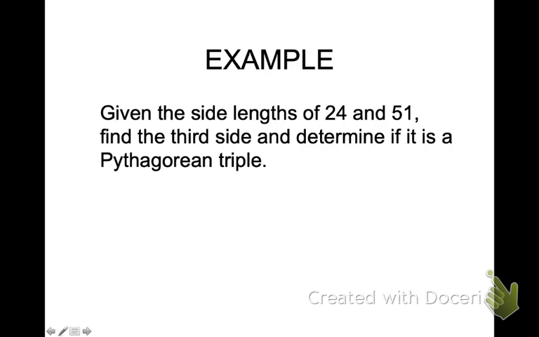Okay, so if we look at the next example, you're given two lengths of a triangle, and we want to find the length of the third side. So 24 and 51. Let's make 24 be our a, and let's make 51 be our c. So that means we're solving for an unknown b. So let's do 24 squared plus x squared and equal it to 51 squared.